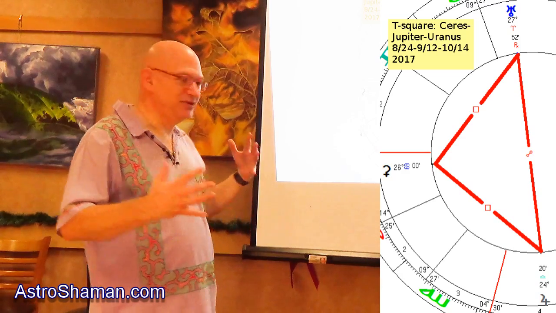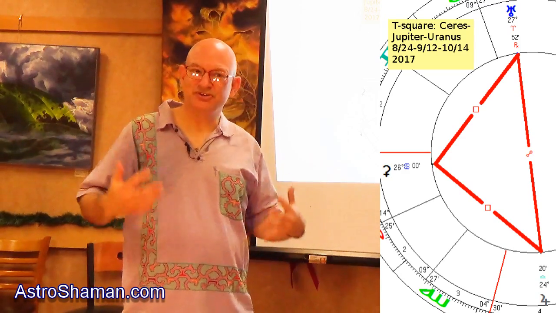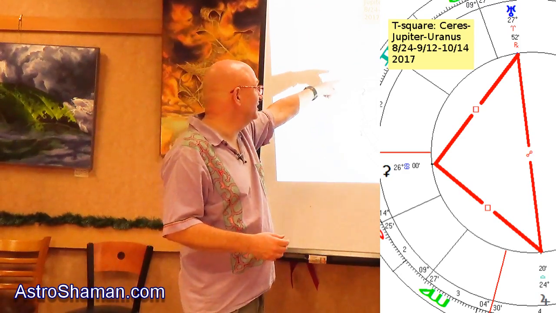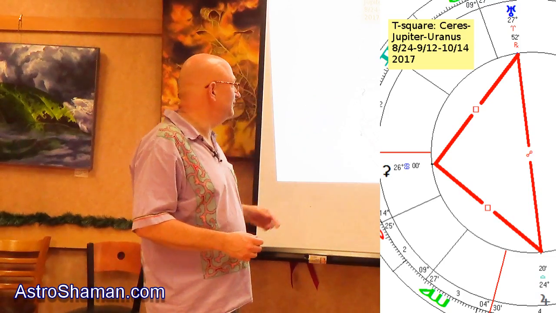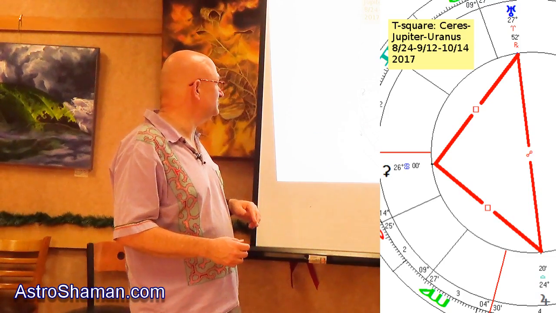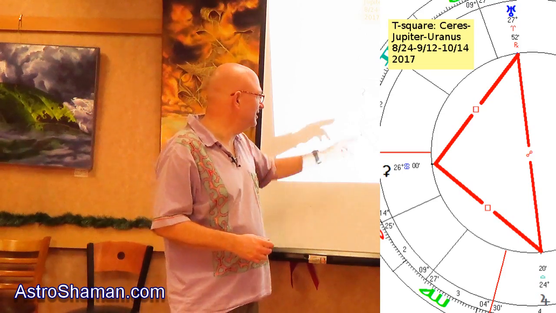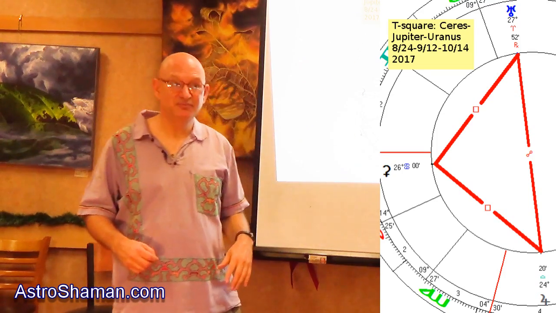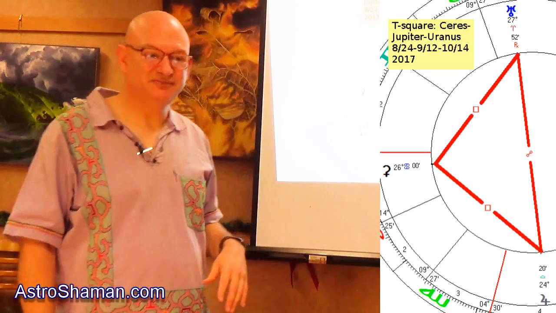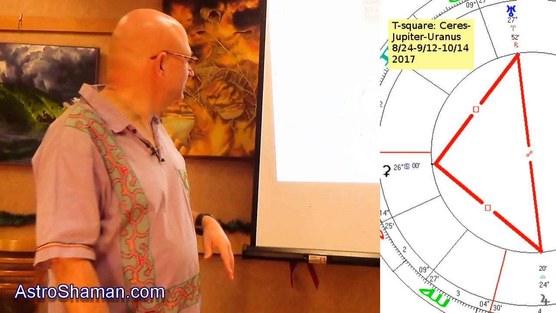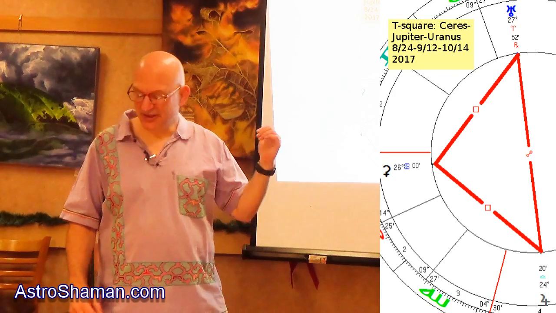And if you want to take Ceres as, again, the shadow work planet and working with sorrow, with Uranus there and Jupiter expanding it, if you want to do serious shadow work during this period, August 24 to October 14, these guys will definitely be at your back and helping you move deeper into that. So those are the ideas that occur to me there. Any other thoughts before we move on?